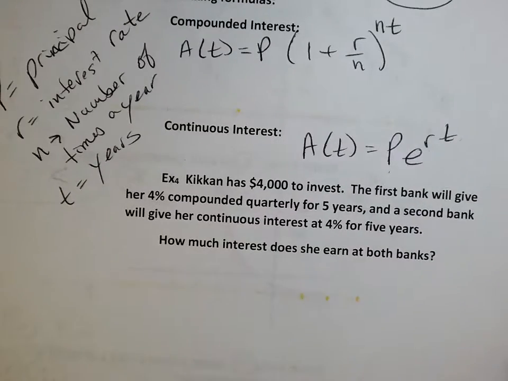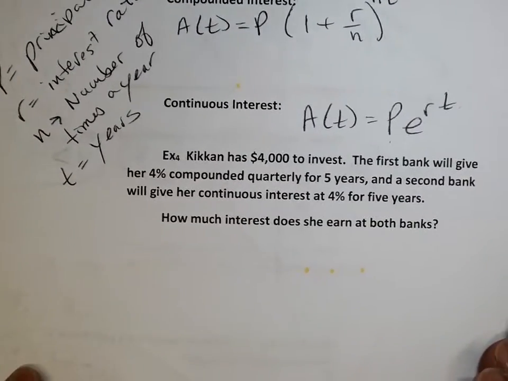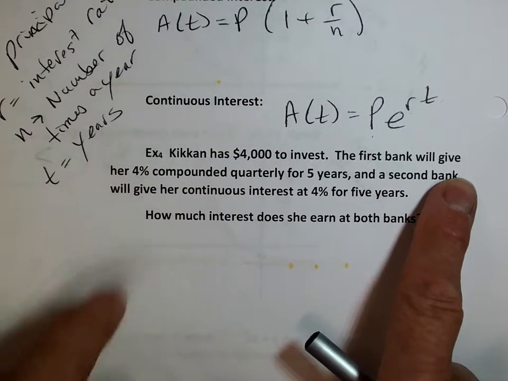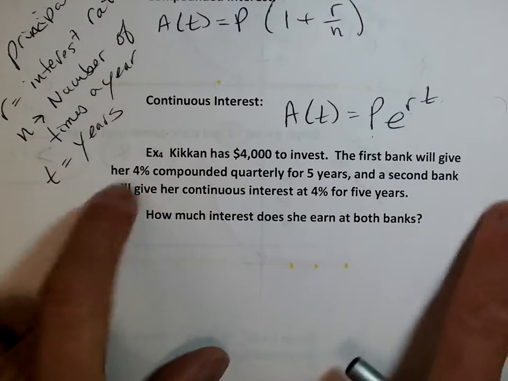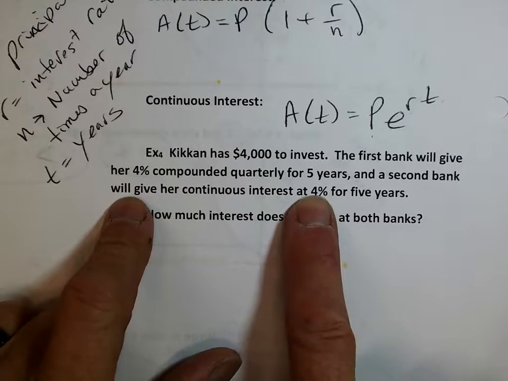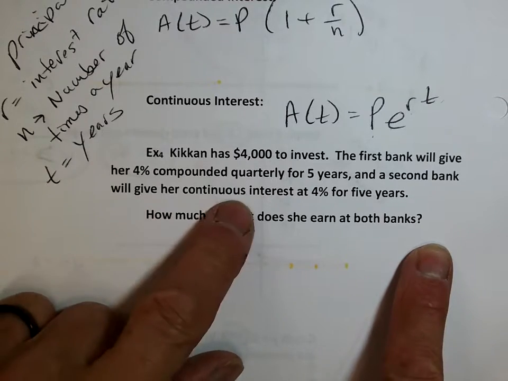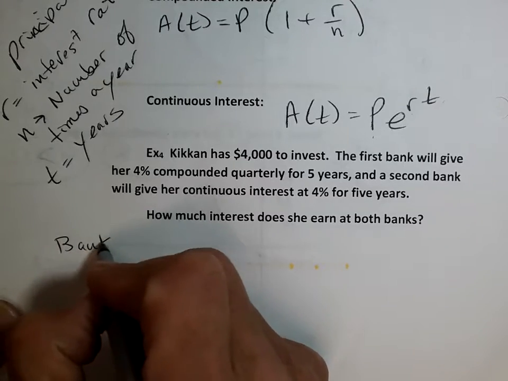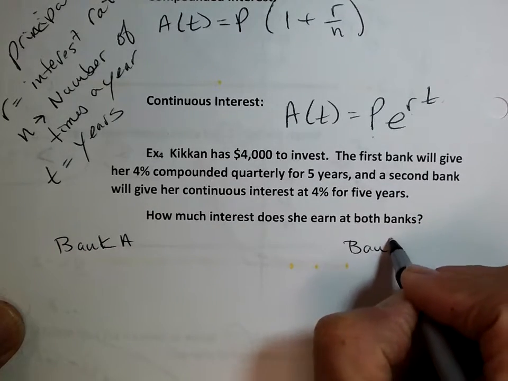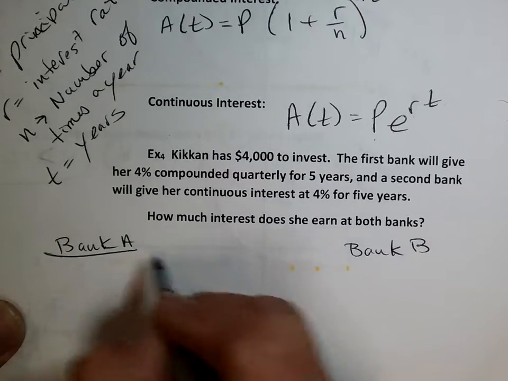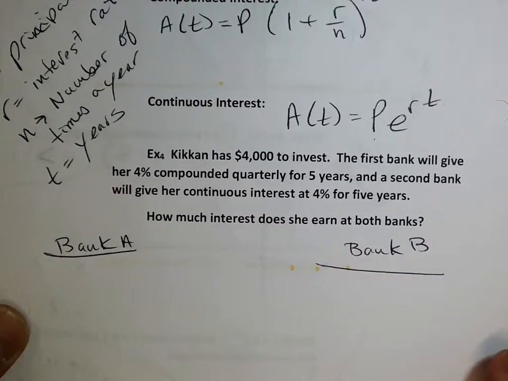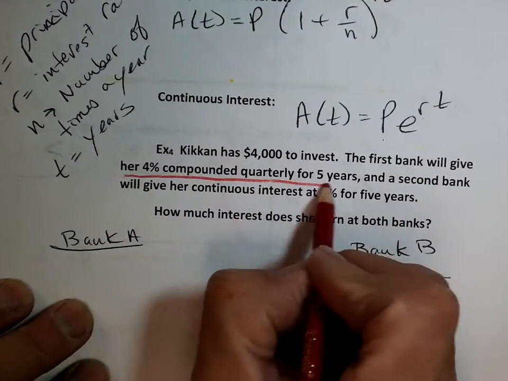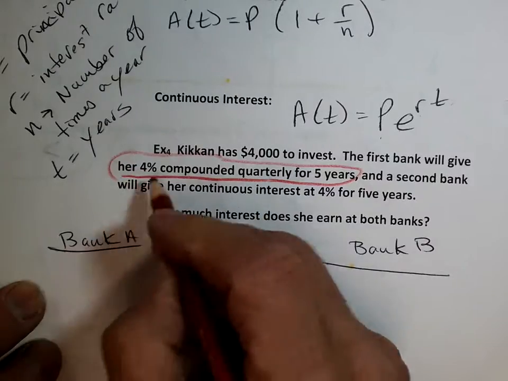Okay, so let's do example 4. Almost done. Keegan has $4,000 to invest. The first bank will give her 4% compounded quarterly for 5 years. The second bank will give her 4% for 5 years, but continuous interest. So she's got 2 banks. We've got Bank A, and Bank B. Bank A is going to give her 4% quarterly for 5 years.